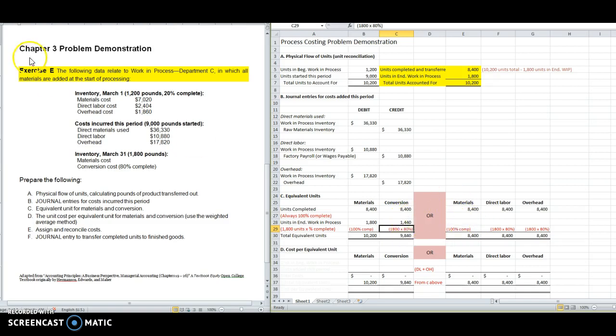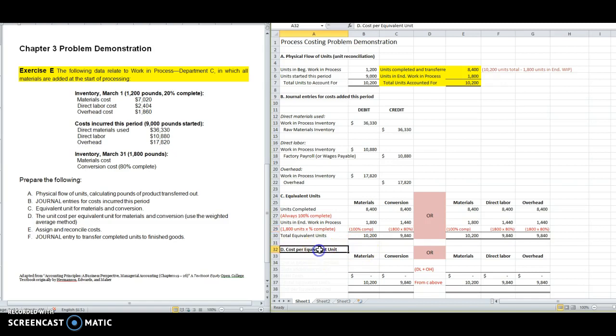1,440 units. If we did this with separate columns for direct labor and overhead, the process would be exactly the same. My units in ending work in process would be 1,800 for materials. For direct labor and overhead, they are going to be the 1,800 units times 0.8. That's not going to be divided between these two columns. It's going to be the same for each column because we're still talking about the number of units that we're working on. So then we get our total equivalent units.